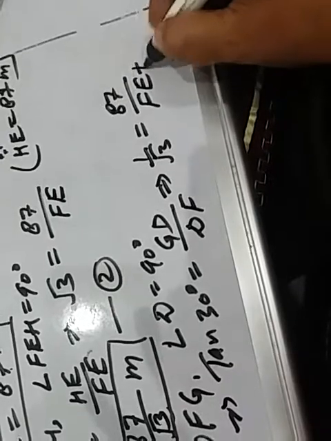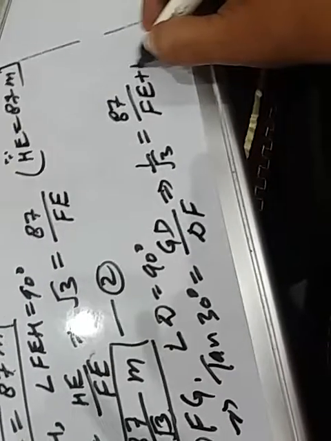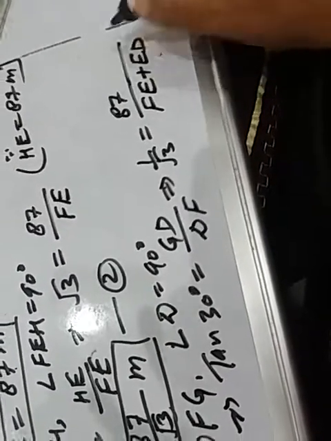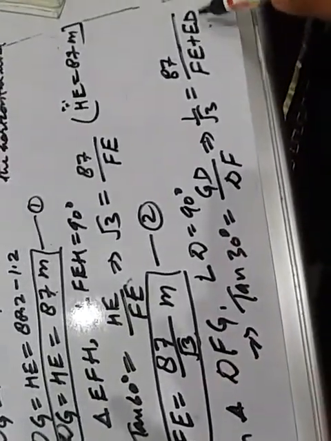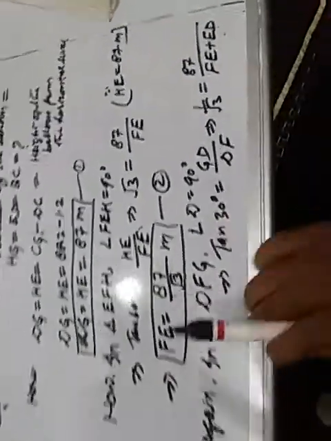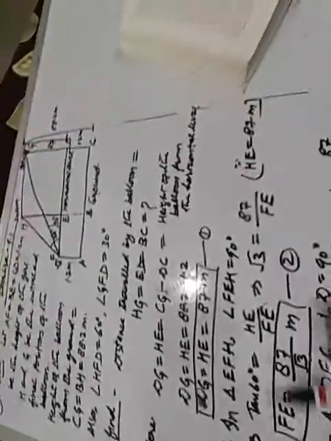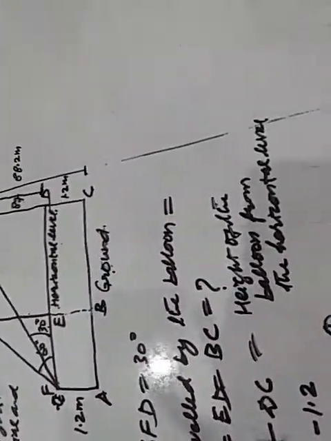DFE plus FE plus ED, that is. Clear, children? FE plus ED. Right? Write down. Now what is this? Let us move to the next part of the board. Wait. This implies that what? This is FE plus ED.